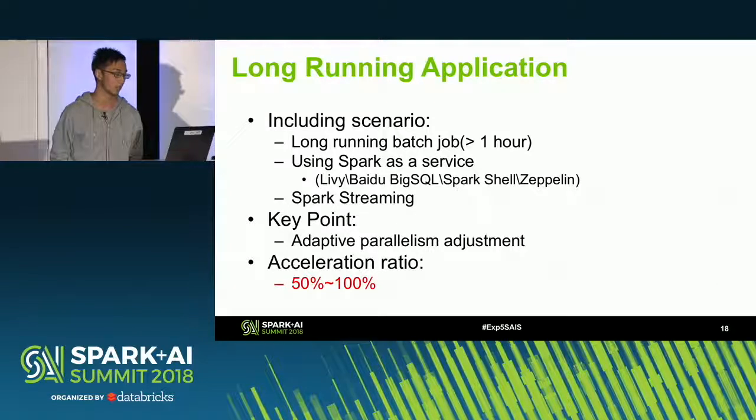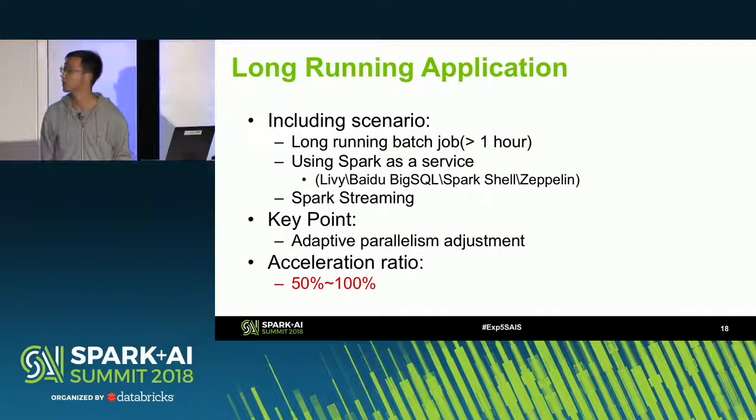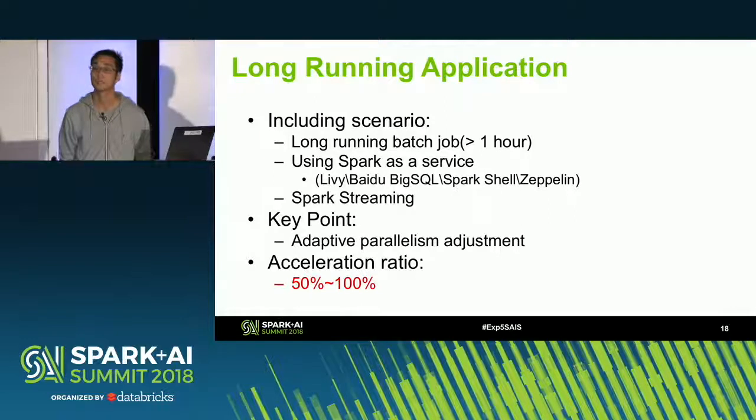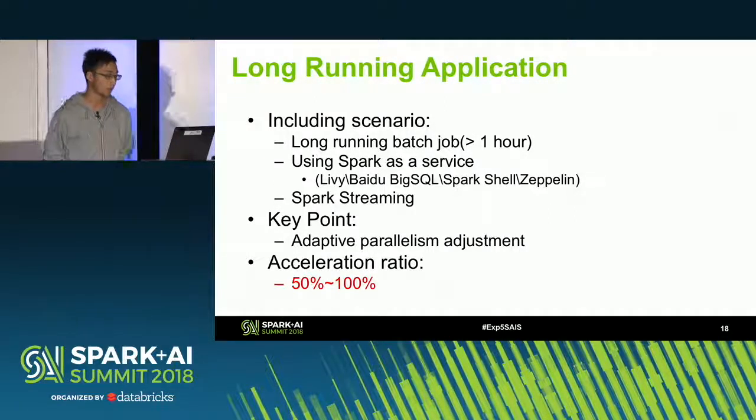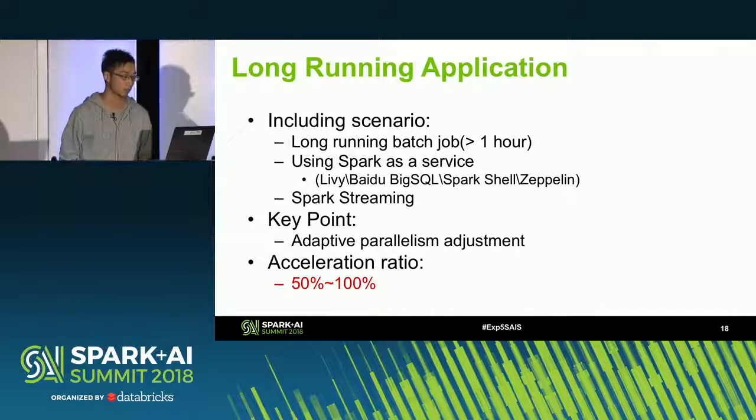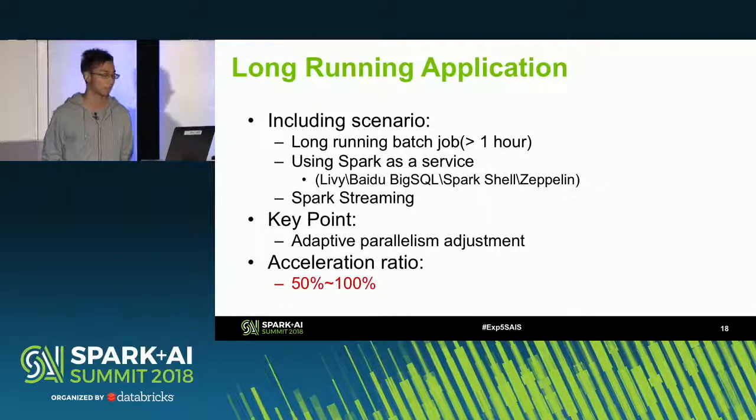And the second is use Spark as a service, like Livy, like Spatial, like Zeppelin, and also the Baidu Big SQL, which is our in-house Spark as a service based on Spark SQL, and also Spark streaming. The key point of this kind of scenario is we need adaptive parallelism adjustment.